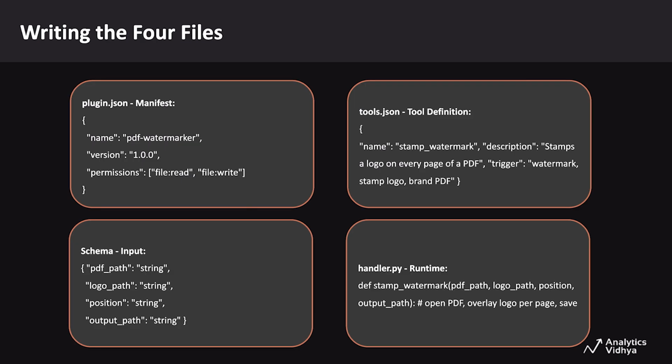Here are the four files that make up the PDF Watermarker plugin. The manifest declares the name and the two permissions it needs, file read and file write. The tool definition gives the plugin a name, a human-readable description, and the trigger keywords Co-work uses to match it to relevant tasks. The input schema defines the four things Co-work must pass in: the PDF path, the logo path, the position, and the output path.